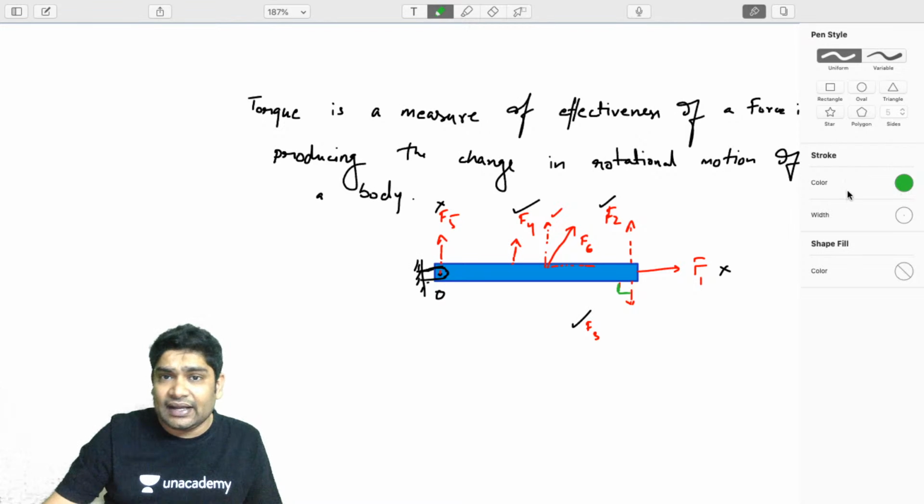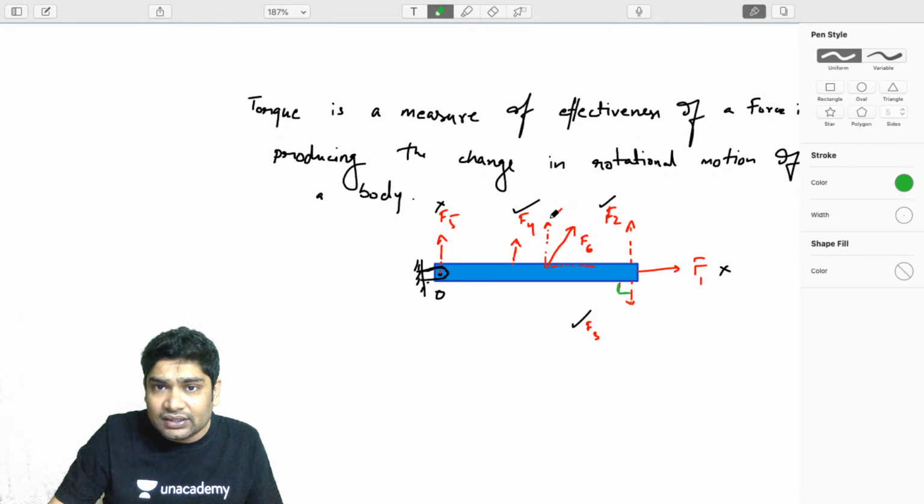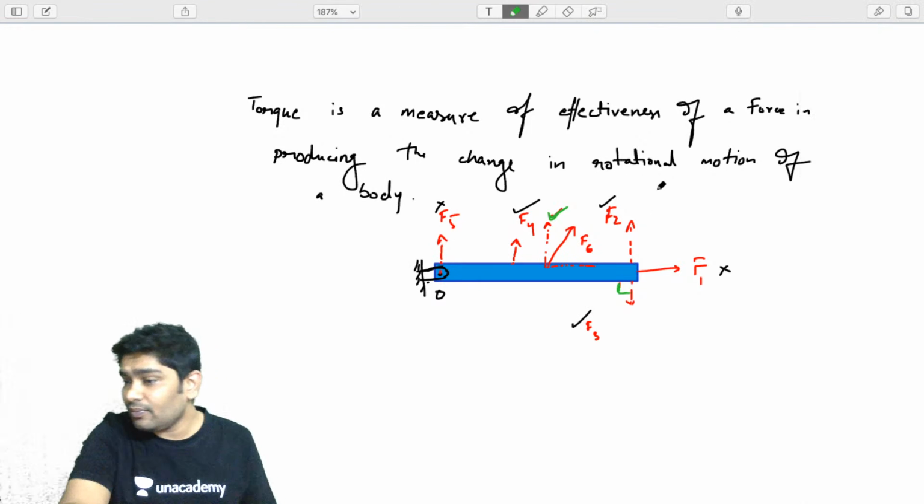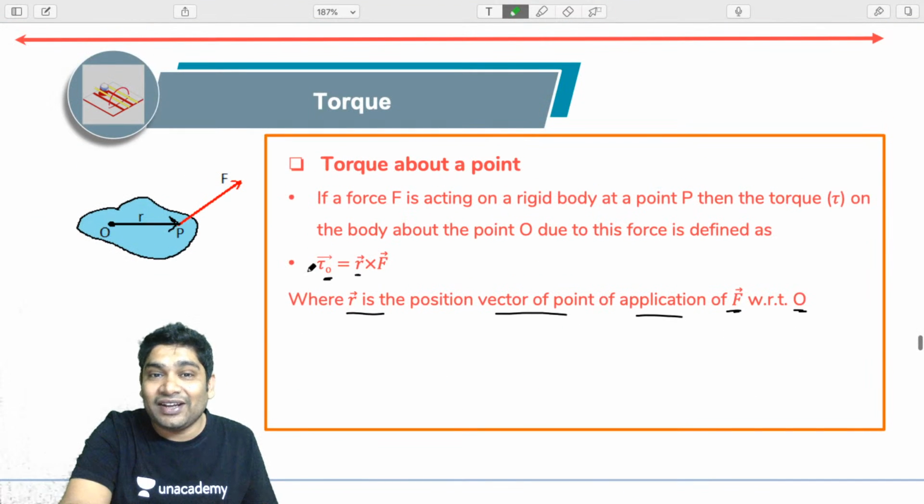We will experimentally realize that, one, this component of the force can only provide rotation, and similarly, the farther this component, the more effective it will be in producing the rotation. Okay, and that is why we are defining torque like this.